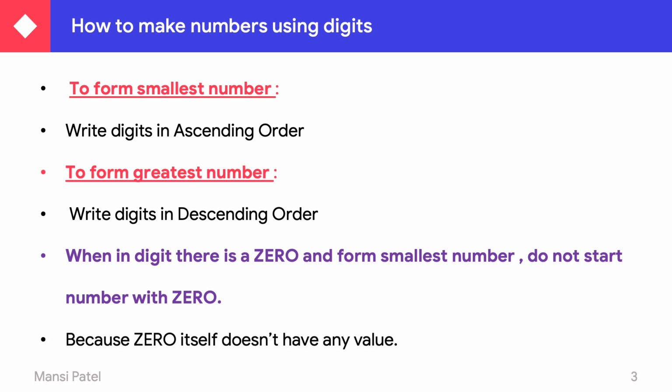So you all understand how to make the smallest number. If you want to make the smallest number using the digits, you have to write down the digits in ascending order. And if you want to make the greatest number, then you have to write down the digits in descending order.